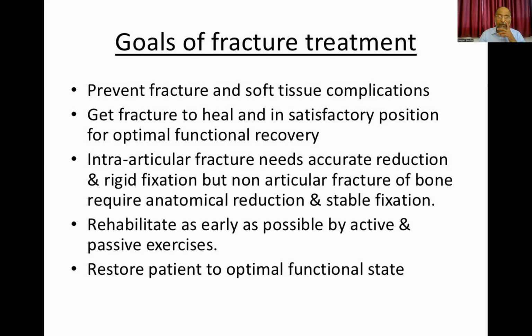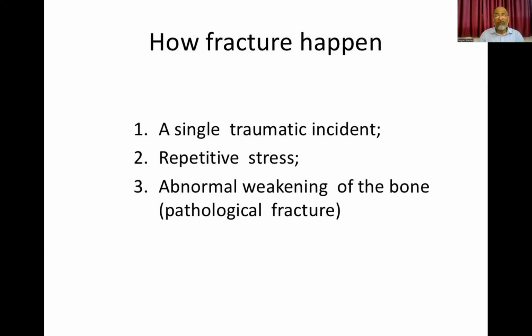Then the last thing is to restore the patient's optimal functional state as early as possible, and that can be done by means of active and passive exercises. Now one can ask the question, why does a fracture occur? A person is sitting and gets a fracture? Yes, it can, but the normal cause of fracture is trauma, a kind of kinetic energy, which may be low energy trauma or high energy trauma, which we are going to discuss in the next slides.